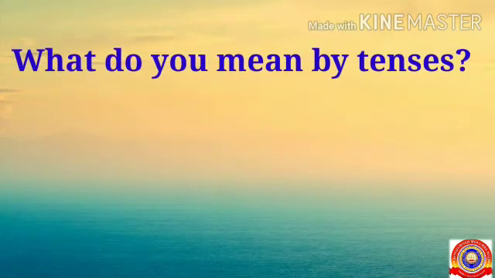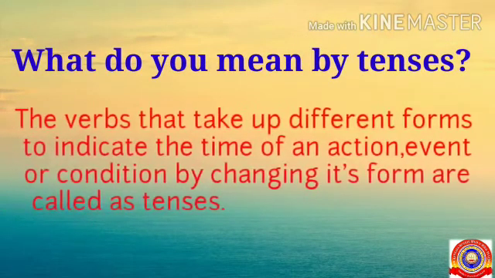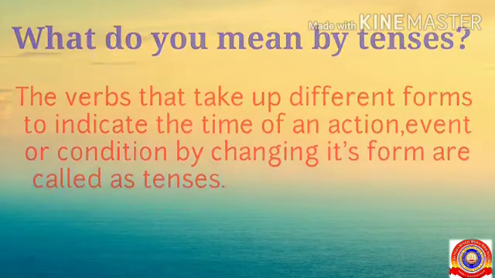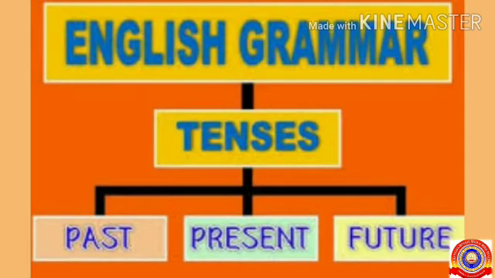What do you mean by tenses? The verbs that take up different forms to indicate the time of an action, event, or condition by changing their form are called tenses. In English grammar, tenses are divided into three. What are they? Past, present, and future.